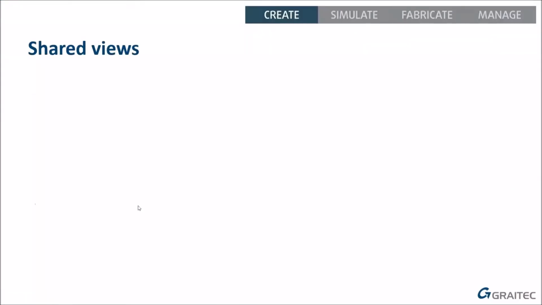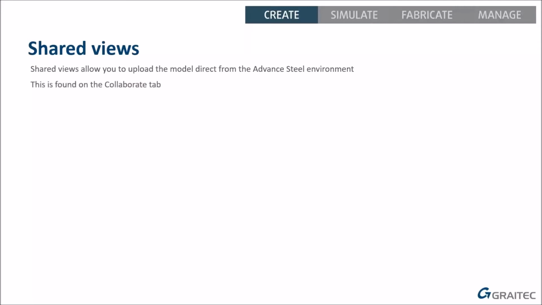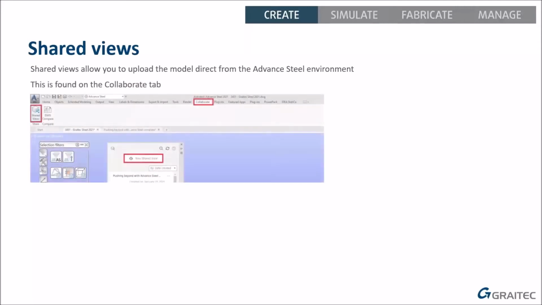So next we're going to look at shared views. Shared views allow you to upload your model directly from the Advanced Steel environment. So you don't even need to log in to the online viewer. You can just do it from your Advanced Steel. And you find it on the Collaborate tab. So you'll see you have the Collaborate tab. I think it's from 2020 onwards. You will see Collaborate and Shared Views.